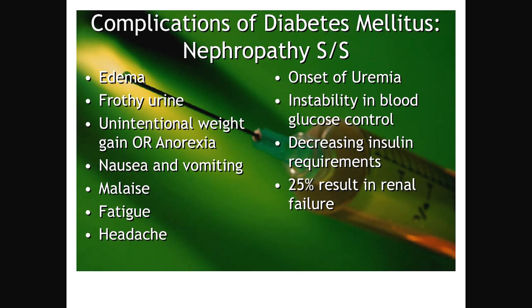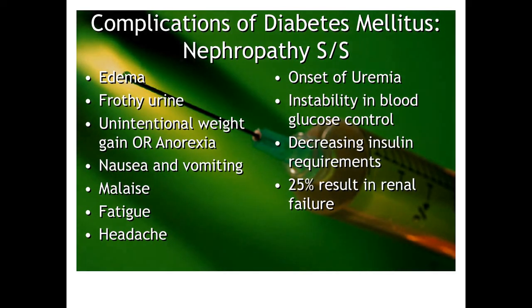Are they decreasing their insulin requirements? Is their glycemic index through the roof? What's going on with the patient? Well, in nephropathy, you see renal failure, like I said earlier, and about 25% of the patients result in renal failure. So again, early treatment and prevention is important.